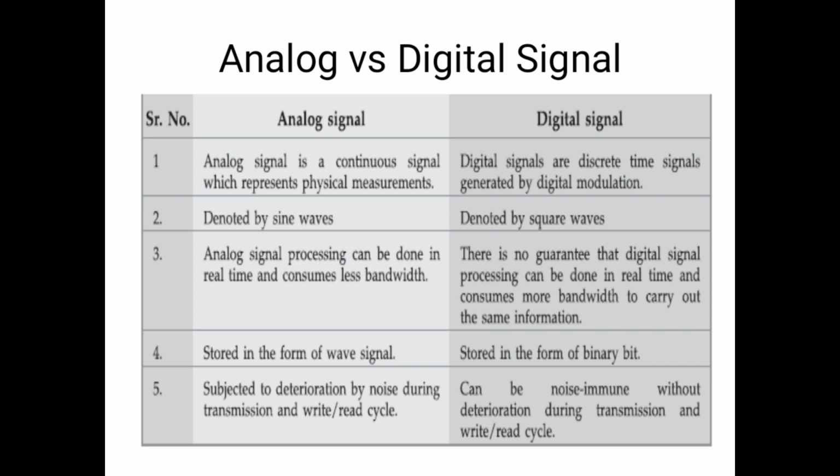Digital signals are discrete time signals generated by digital modulations. They generate square waves, and these digital signals are stored in the form of binary bits. That is nothing but zeros and ones. Analog signals are subjected to deterioration by noise during transmission and in the case of read and write cycles, whereas digital signals are noise immune. They are not subject to noise during the transfer of the digital data.